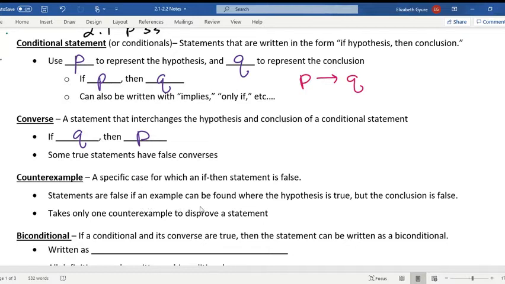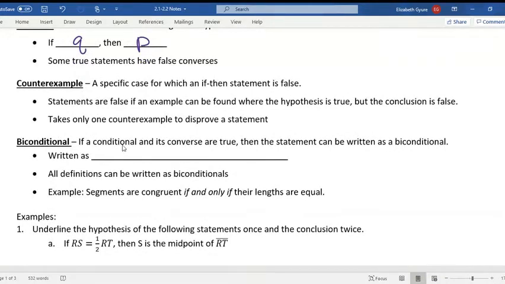So statements are false if an example can be found where the hypothesis is true, but the conclusion is false. So again, if you live in Indiana, then you live in Chesterton. Sure, maybe that hypothesis is true. Maybe you do live in Indiana, right? But just because you live in Indiana doesn't mean you live in Chesterton. It only takes one counterexample to disprove a statement, right? Maybe instead of living in Chesterton, I live in Valpo, and that would disprove that statement.